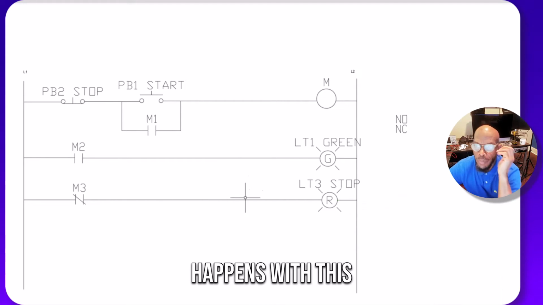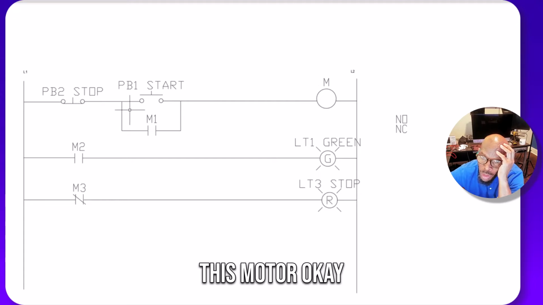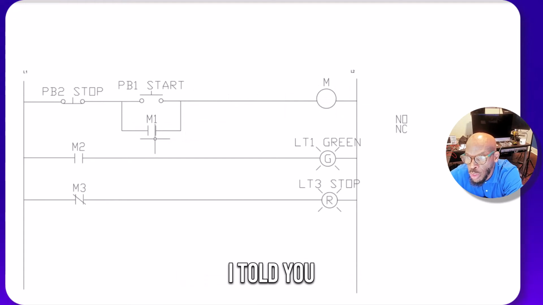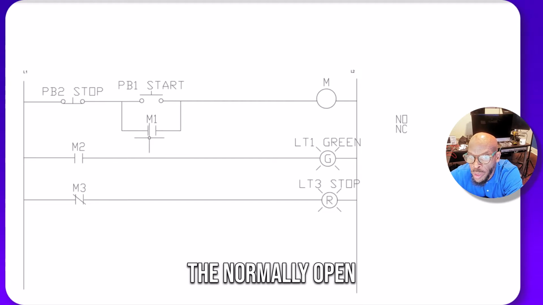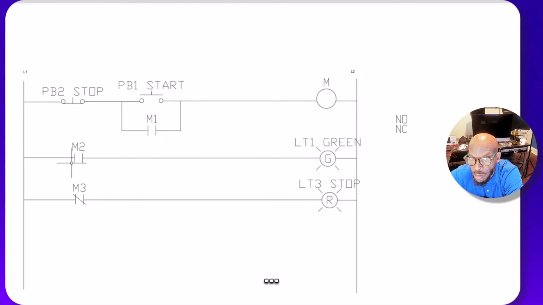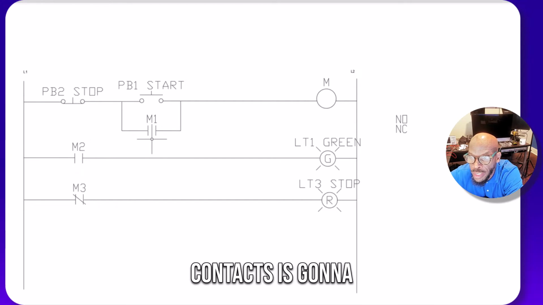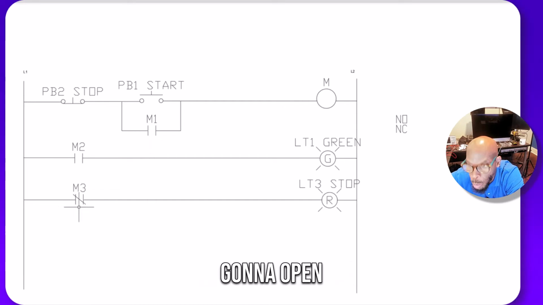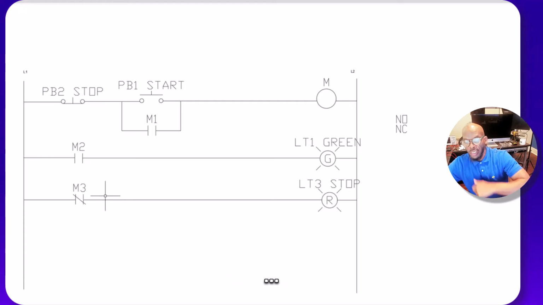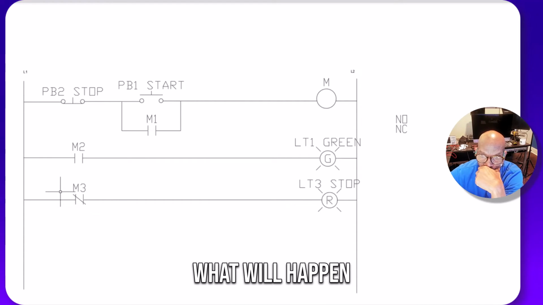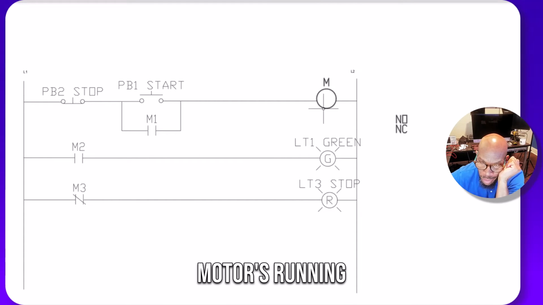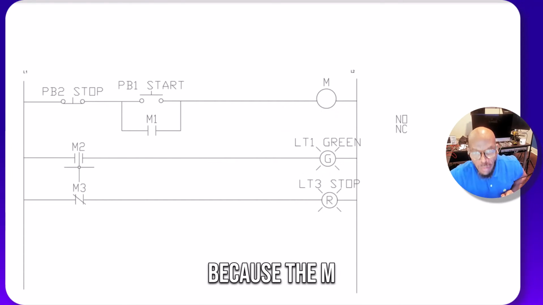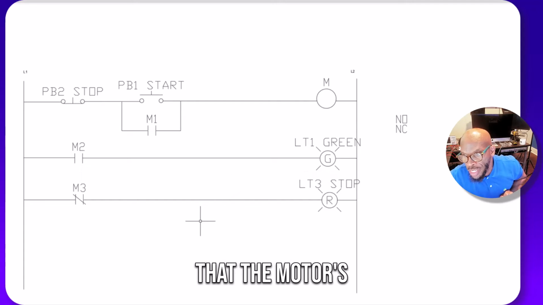So what happens with this circuit? Let's say the motor's running. Remember I told you, all the normally open contacts are going to close, and the normally closed contacts are going to open. So while the motor is running, you get this green light because M2 is going to be true. That's telling you that the motor is running.